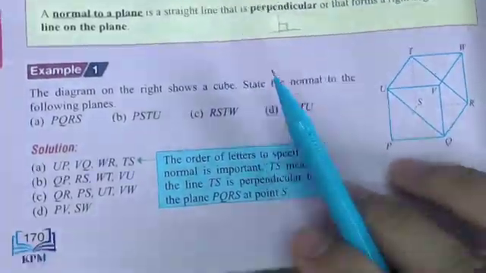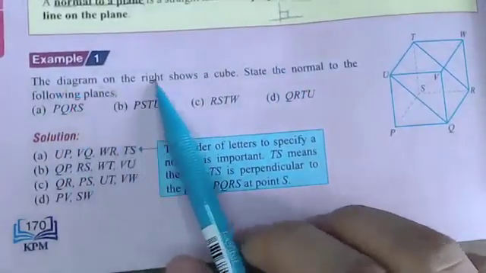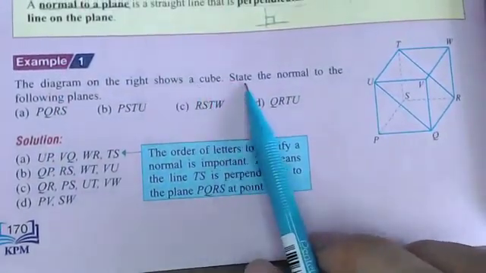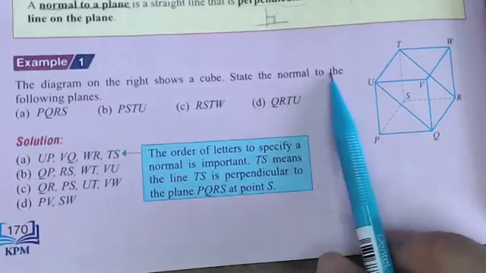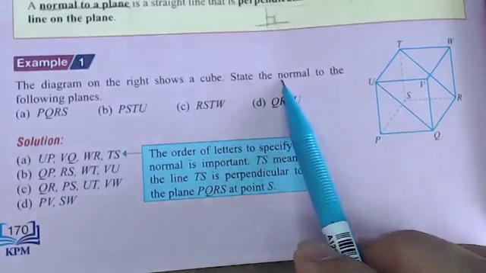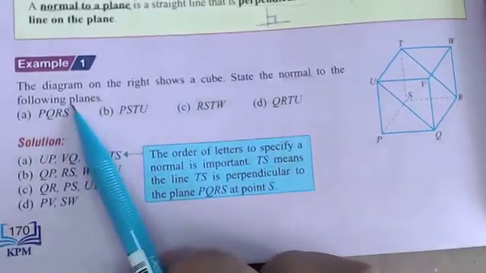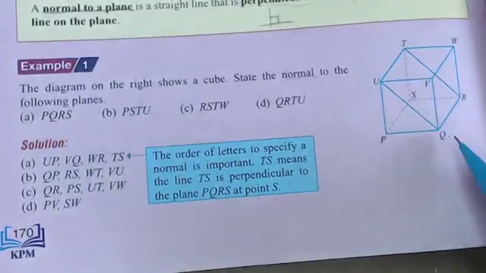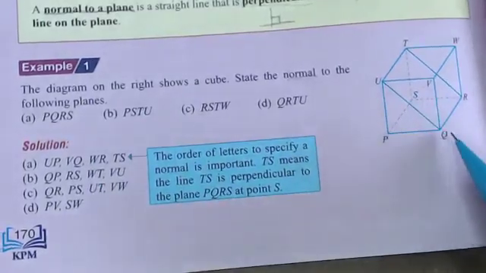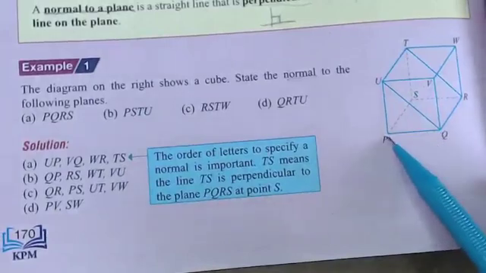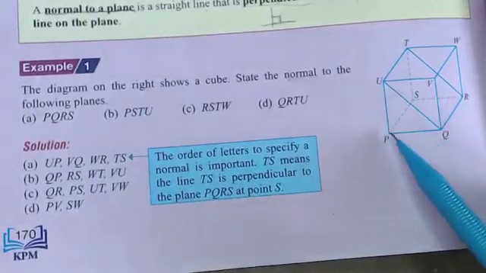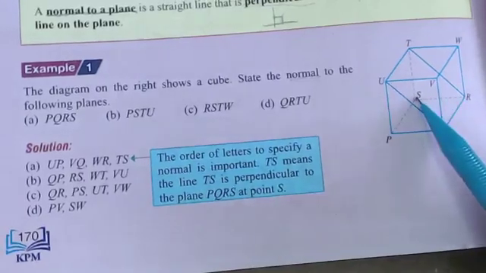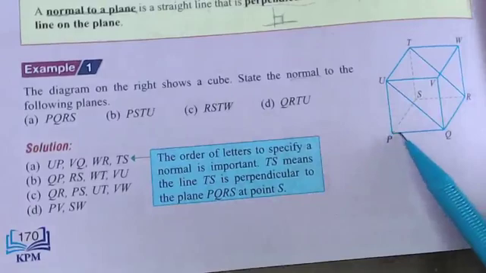Example 1. The diagram on the right shows a cube. State the normal to the following planes. A, PQRS. So we know this is a plane, correct? Because it is flat. What type of plane is it? It is horizontal. Horizontal plane. Okay, good.